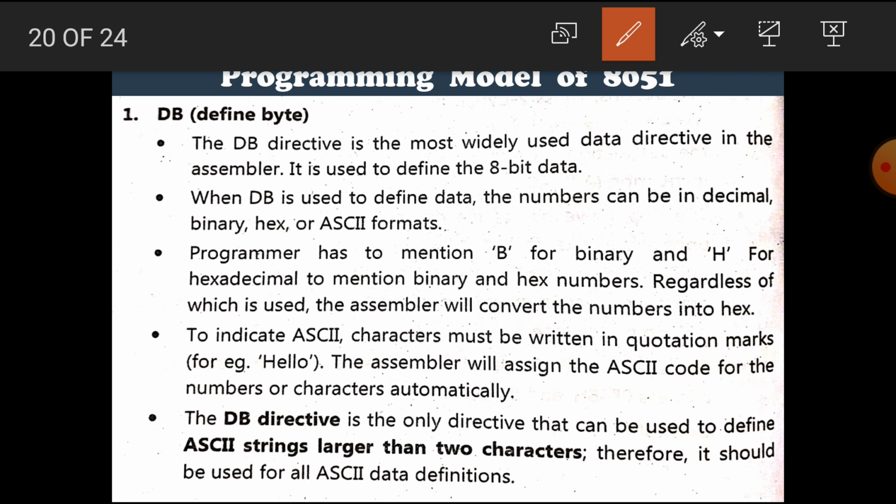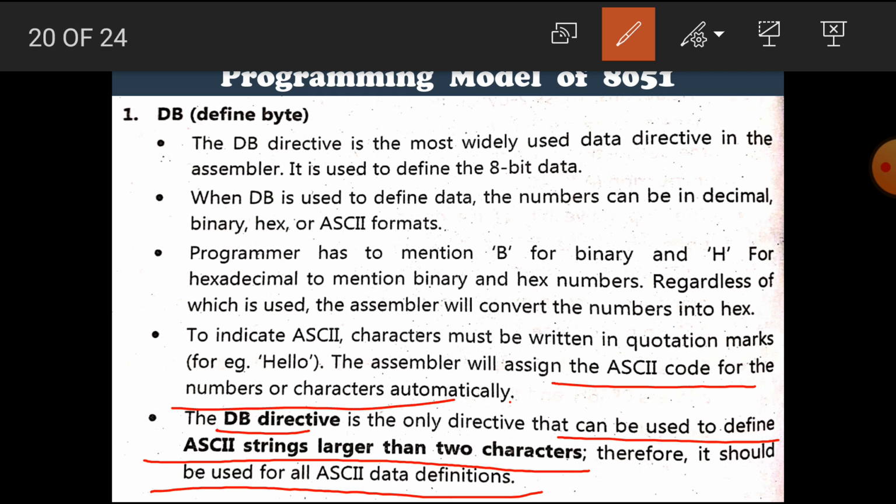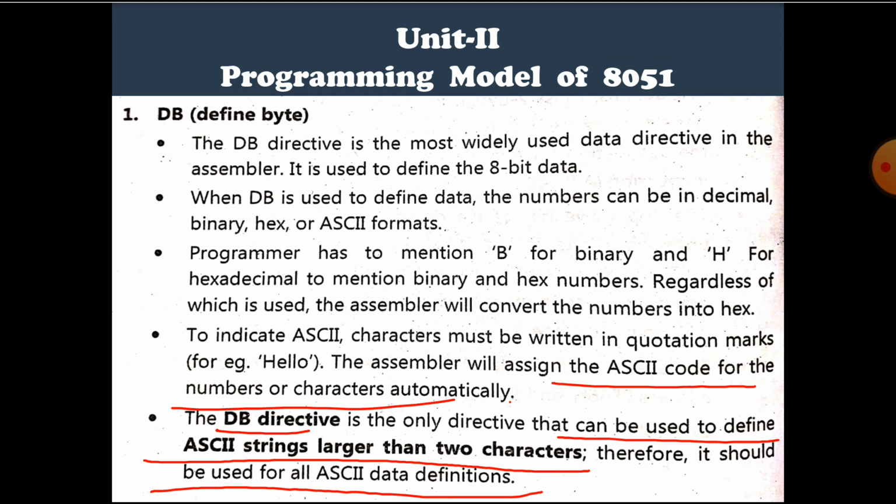The assembler will assign the ASCII code for the characters automatically. The define byte directive is the only directive that can be used to define an ASCII string larger than 2 characters. Therefore, it should be used for all ASCII data definitions.